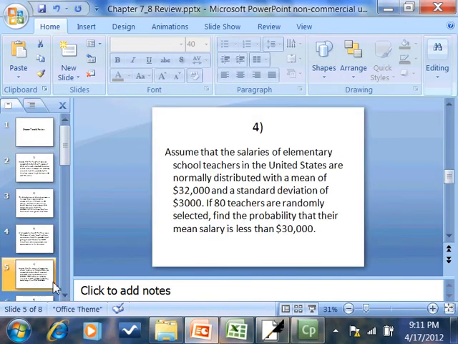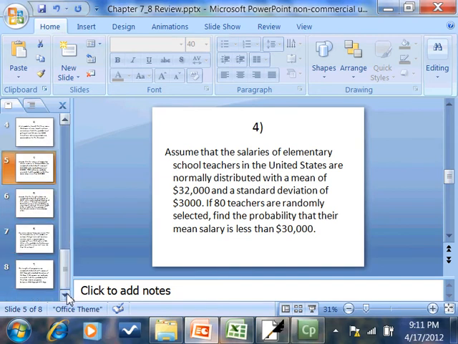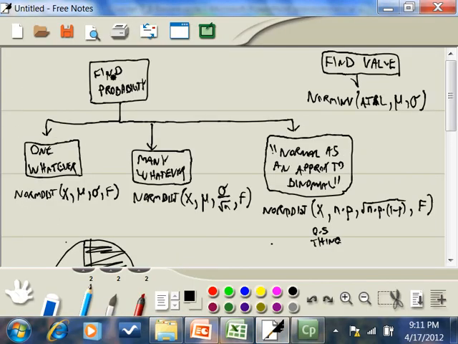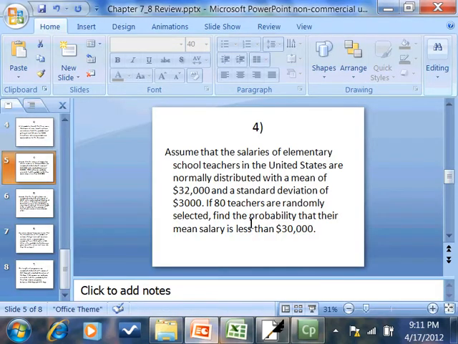Okay, so let's look at our fourth one. Assume the salaries of elementary school teachers in the United States are normally distributed with the mean of this, standard deviation of this. If 80 teachers are randomly selected, find the probability that their mean salary is less than 30,000. Find a probability, and we're talking about many whatevers, 80 teachers. So this is one we want to use. We just basically want to divide our standard deviation by the square root of n.